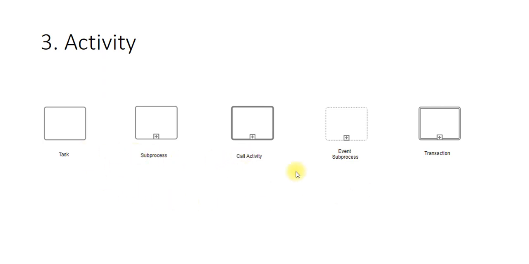It may be an event sub-process, often indicated by dotted lines towards its borders. If it is interrupting, it is indicated by solid or continuous lines, and if non-interrupting, it is indicated by dashed lines.